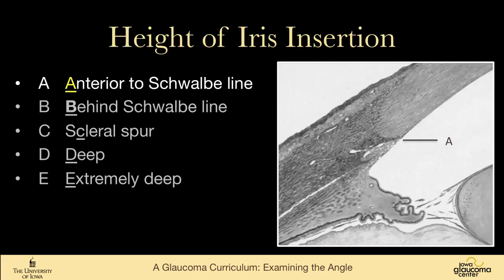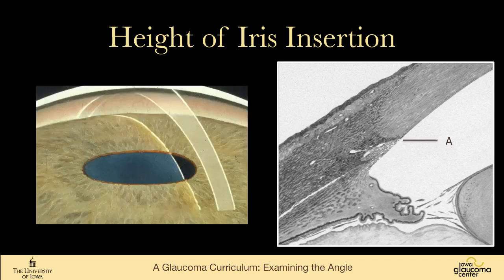So first, the height of the iris insertion. It matters a great deal where the iris is inserting, not just how steeply the iris is inserting. And so you can see here that this is A, it is anterior to Schwalbe line. B would be, and this is an example, and you can tell with a corneal wedge, which again is on the gonioscopy.org website, but we're not really talking about it in this talk much, that this iris is anterior to Schwalbe line.